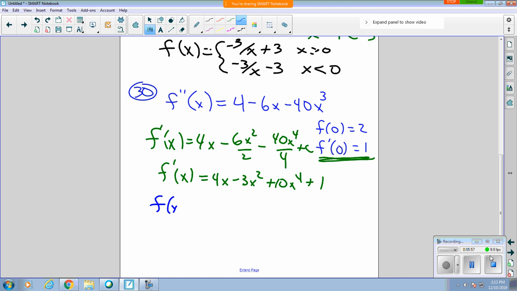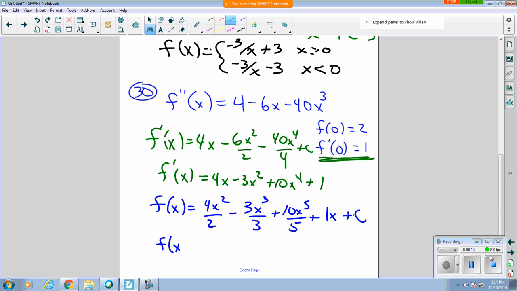Now, jump up another order. 4x squared over 2 minus 3x cubed over 3 minus 10x to the fifth over 5 plus 1x over 1 plus c. And everybody, I have to stress this to the nth degree. Guys, I gave you the y-intercept again. I'm not going to plug it in. c has got to be 2. c has got to be 2.